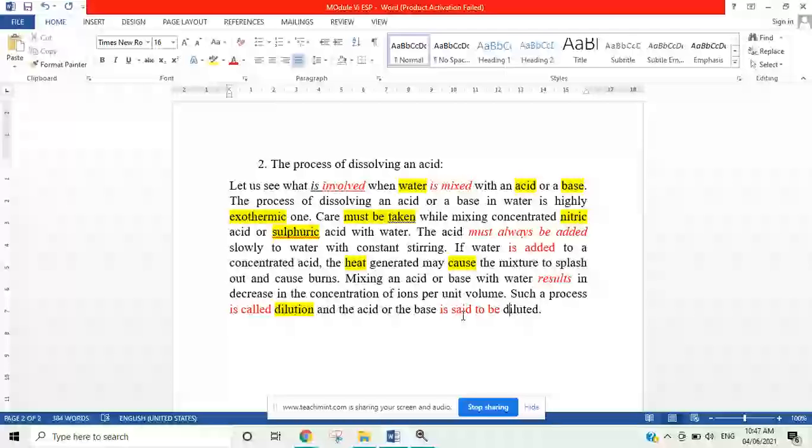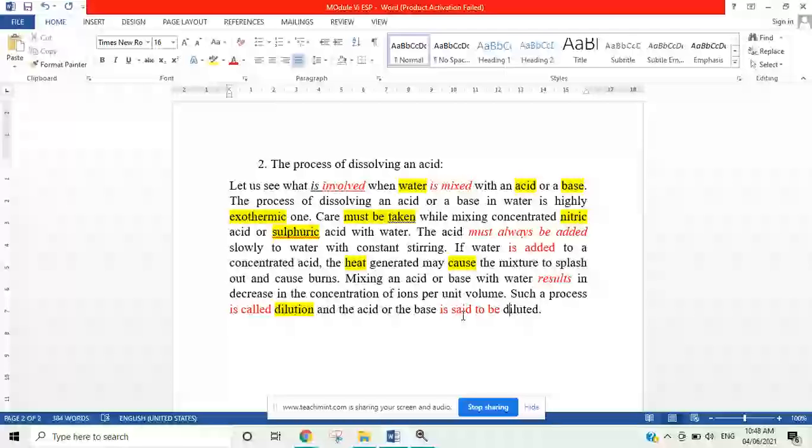Mixing an acid or base with water results in a decrease in the concentration of ions per unit volume. Such a process is called dilution, and the acid or the base is said to be diluted. You have to focus on the words used in the field of science, and how you try to make sentences, how you describe them when you are asked to describe that process or that acid.